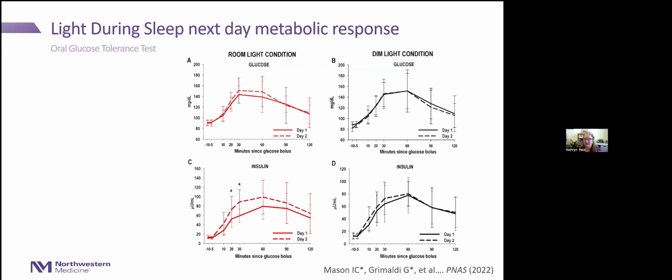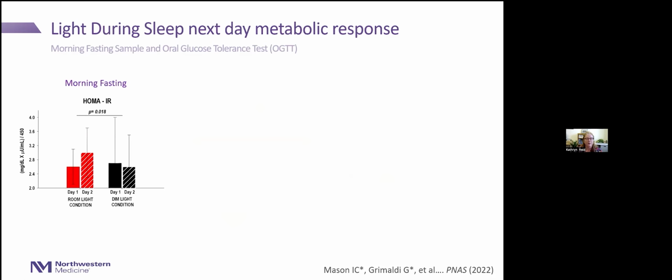And what we found in this study, when they did an oral glucose tolerance test the next day, after sleeping either in the dim light or sleeping with the lights on, that there were alterations in insulin. So on day 2, in the room light condition, insulin levels were higher, and there was no difference in the dim light group the next day. So we also showed from this study that there were significant increases on day 2 in the room light condition in the HOMA-IR, which is a measure of insulin resistance.